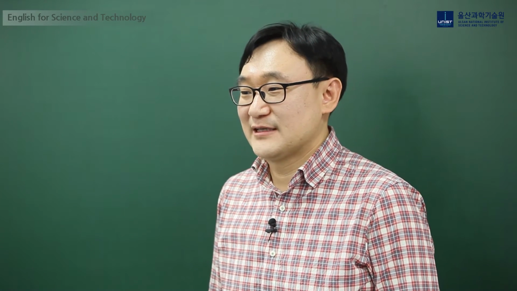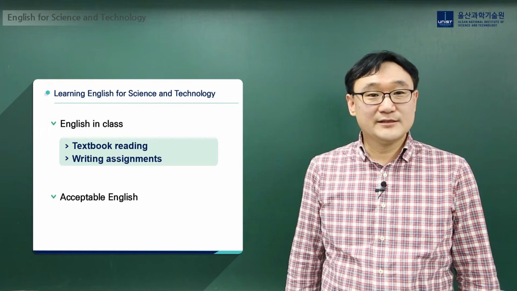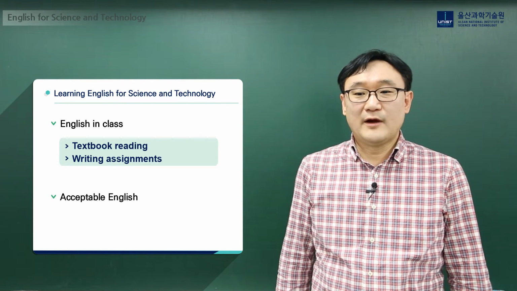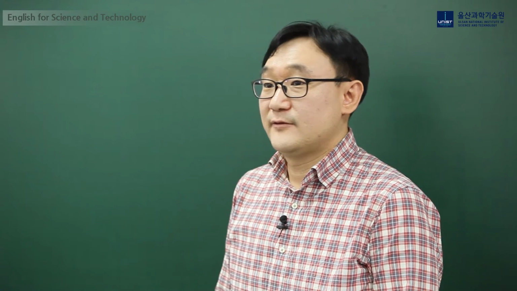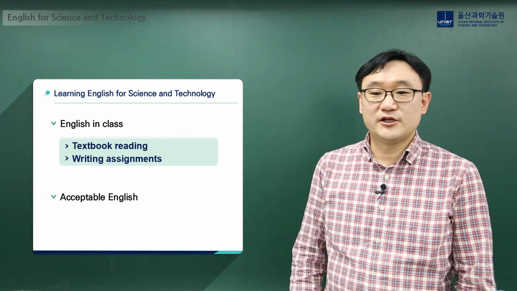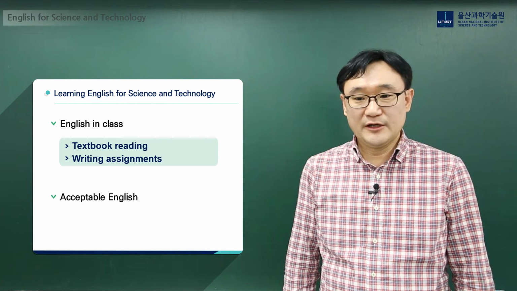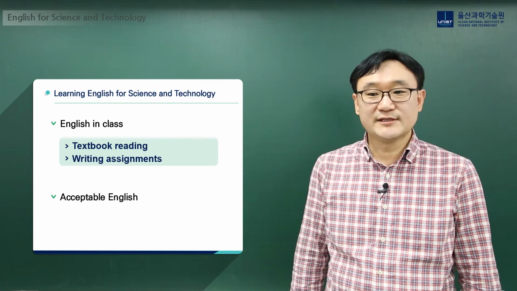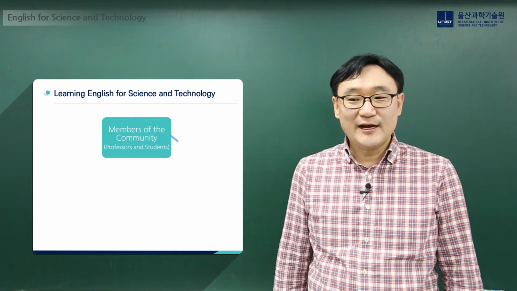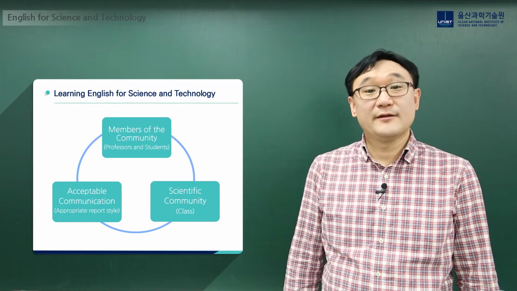Therefore, to get your paper accepted, you need to consider 3 points: the class, the professor as a reader, and the students as writers, and final paper writing guidelines. Therefore, to learn English for Science and Technology and its writing, we need to consider points around it. They are members of community, scientific community, and acceptable communication styles.